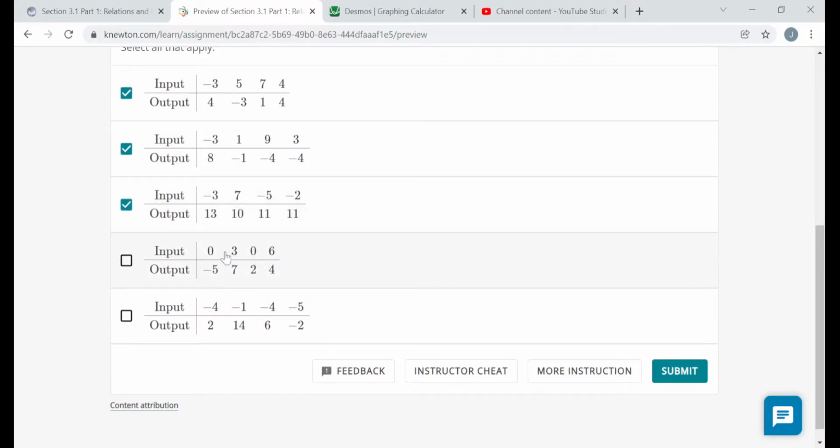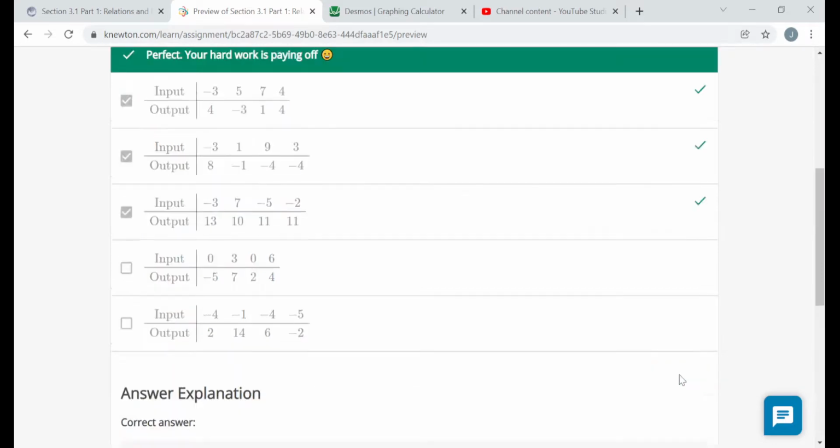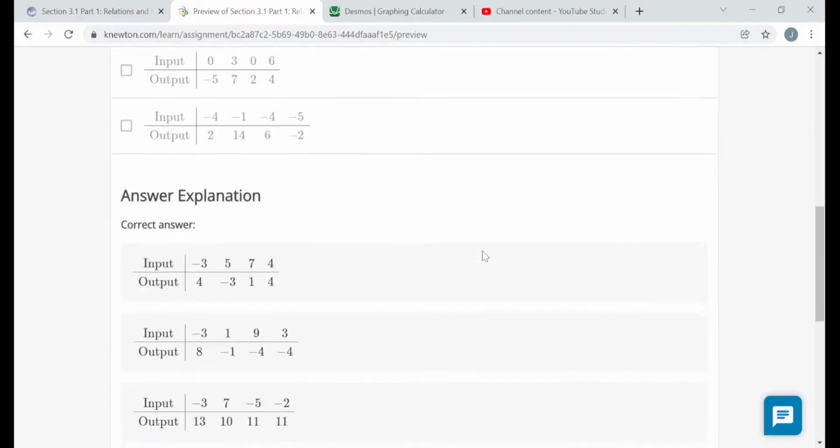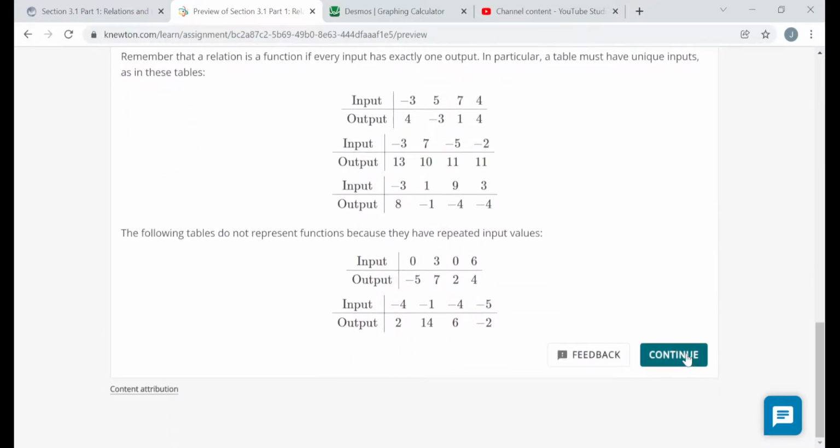Now, in this part, see 0, the input of 0 goes to two different outputs. Goes to negative 5 and positive 2. So that's not a function. Same thing for this one. The input of negative 4 goes to two different outputs, 2 and 6. Right? So that's not a function either. Every input should go to exactly one output in a function. Okay, great. All right, next question.